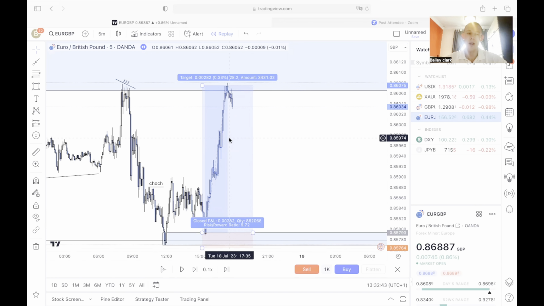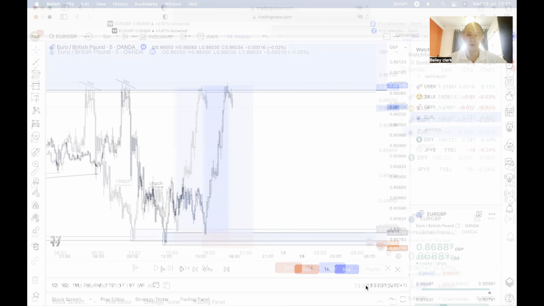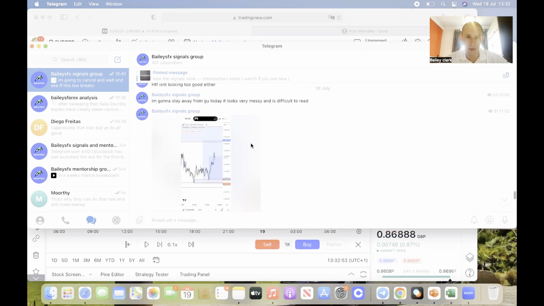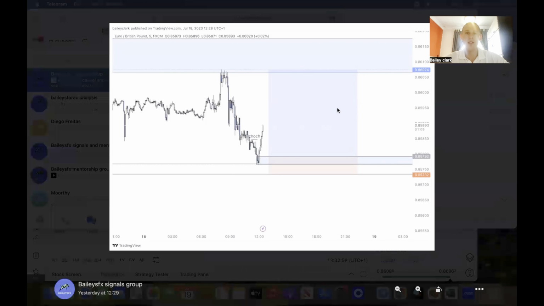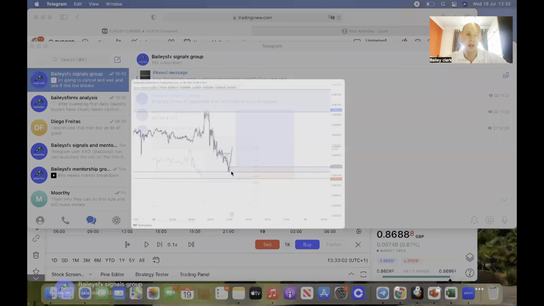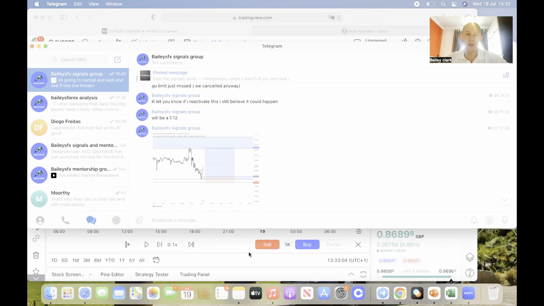Unfortunately, and this is very annoying, I did actually cancel the limit. So for full transparency, I didn't actually manage to take this trade in the end. But if we go to the signals group, I'll show you that I sent it in advance. There you go. This is the entry that I sent to the group. If you check the time as well, 12:30.